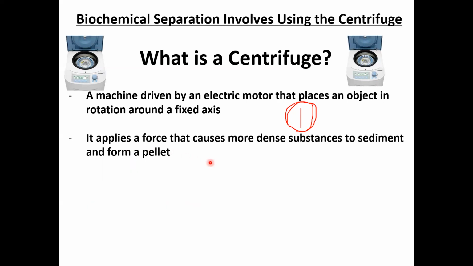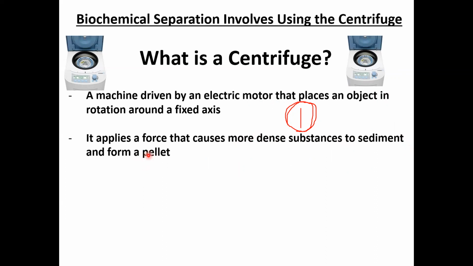It applies a force. This force, which is called centrifugal force, causes more dense molecules to sediment and form a pellet. Lots of words in here, guys. More dense meaning more compact molecules. Mass per volume. To sediment means to move to the bottom of the tube. Highly dense molecules, let's say molecules that have a higher density than water, sediment or move to the bottom of the tube via gravity, and they form a pellet.